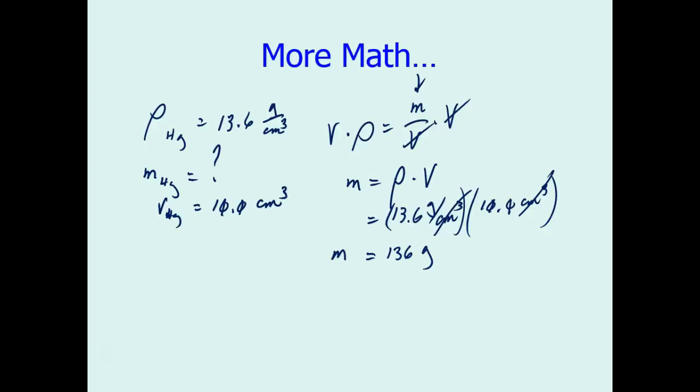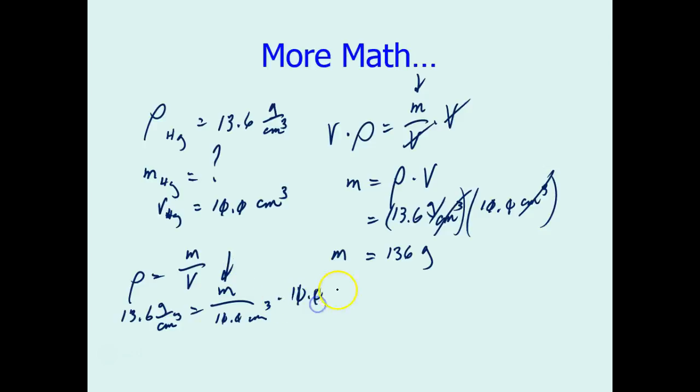Now, you didn't have to solve it first for mass up there. You could have plugged and chugged. In other words, density is equal to mass per unit volume, and plug in what you know. You know the density is 13.6 grams per cubic centimeter is equal to m over 10.0 centimeter cubed. Okay? Again, you're going to solve for the mass, so you multiply both sides by 10.0 cubic centimeters. Okay? Both sides.